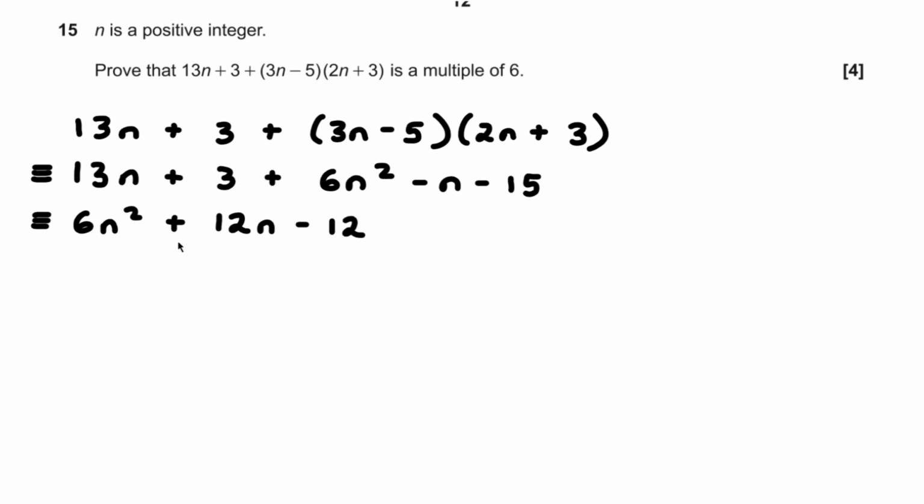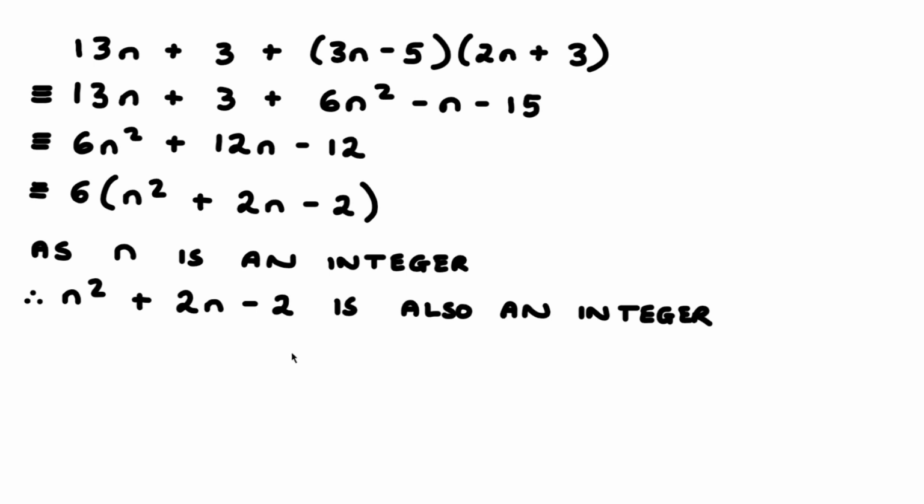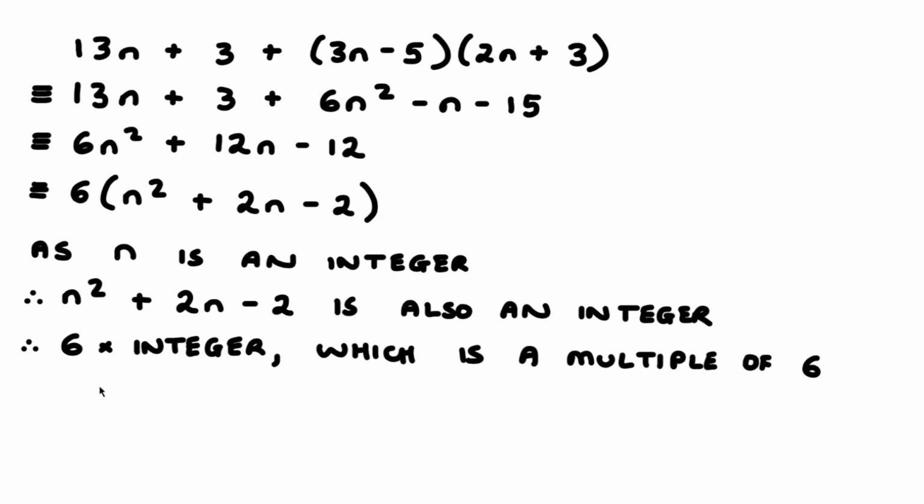So I've got 6n squared plus 12n subtract 12, and to show that this is a multiple of 6, if I factorize out a 6, I've got 6 lots of n squared plus 2n subtract 2. Now, because n is an integer, it follows that n squared plus 2n subtract 2 is also an integer, and because that's the case, we would have 6 multiplied by an integer, which is a multiple of 6, and that's what we wanted to show.